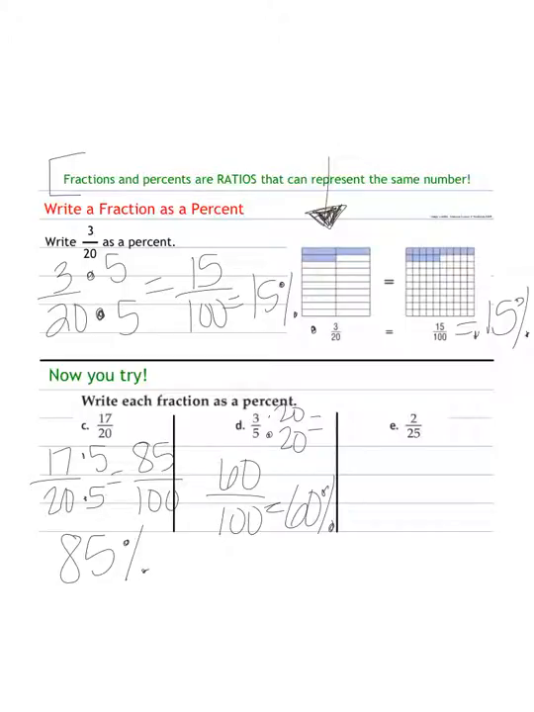2/25, it would be nice if I could say that that's 2%, but it's not. I have to change it to hundredths, and in order to change the bottom to hundredths, I have to change the top. So 25 times 4 is 100. So 2 times 4 is 8. So then we have 8%.